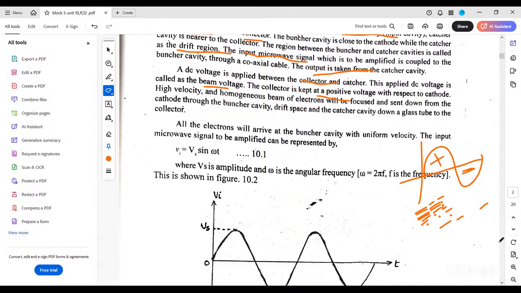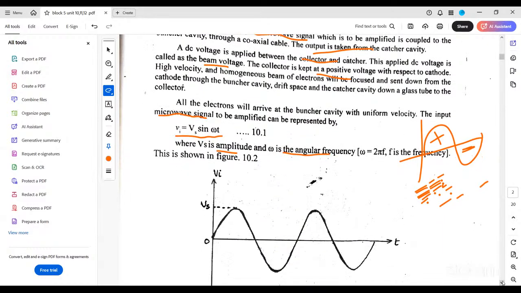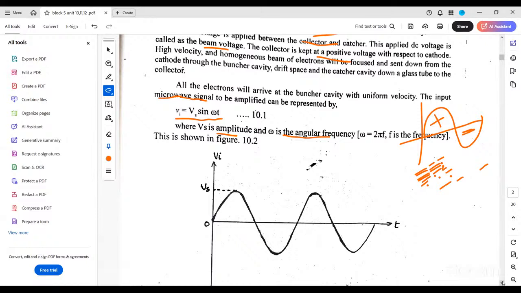Next, I am taking the input voltage of the microwave signal. From where are we applying the microwave signal? I am applying the microwave signal from the RF input. What is the wave signal we have? Vi equal to Vs times sine omega t. What is Vs here? Vs is the amplitude. Omega is the angular frequency of the wave. Now see the sine wave we applied. This sine wave consists of both positive as well as negative half cycles.